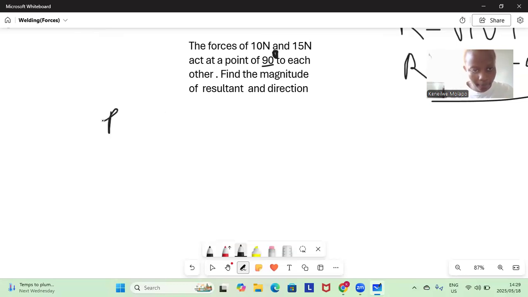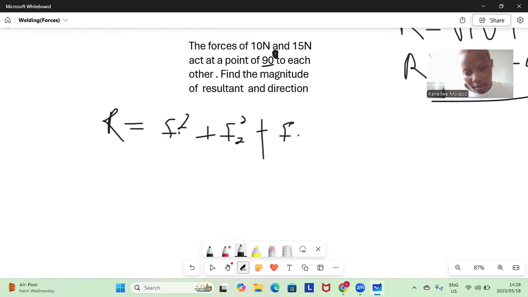You know your formula, R equals F1 squared plus F2 squared, then plus 2 F1 F2, never forget that 2, times the cos of theta. So here you have this.